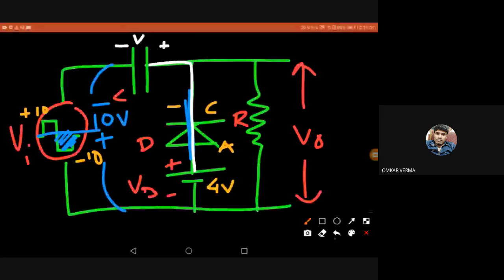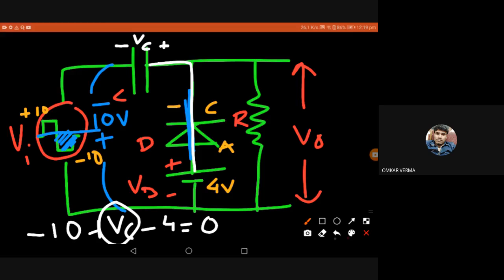Okay. Now let's calculate. V input is plus and minus. So minus 10. Again VC minus plus VC. And again VB. VB is plus and minus. It is minus 4 equal to 0. Okay. So VC is equal to 14 volt. You can see from this equation VC equal to plus 14 volt.